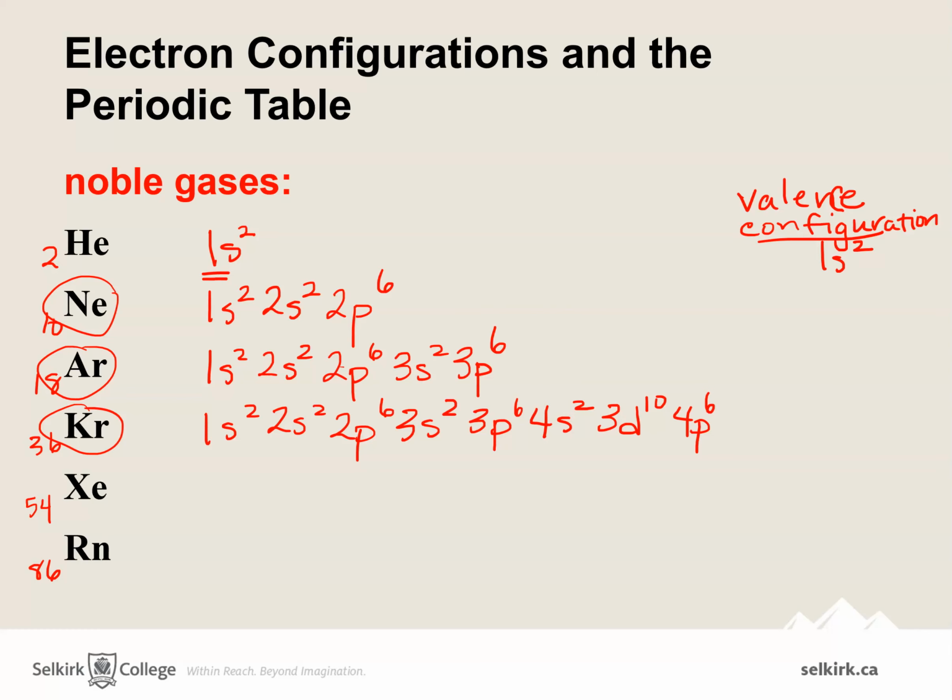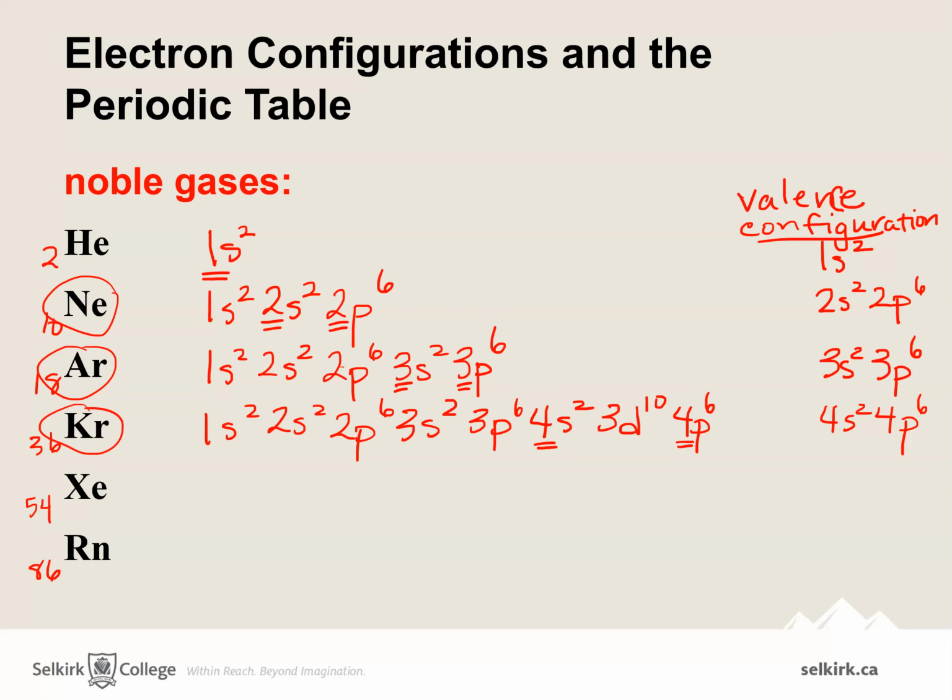For neon, the valence level is the second energy level. So its valence configuration is 2s2, 2p6. For argon, the highest occupied energy level is the third energy level: 3s2, 3p6. And finally, for krypton, the highest occupied energy level is the fourth energy level: 4s2, 4p6.